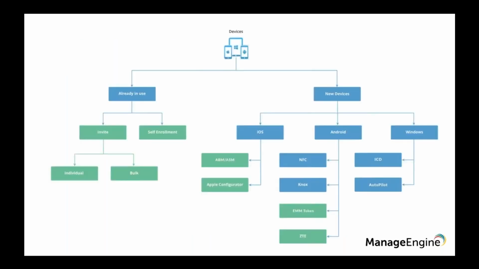So we have covered most of the enrollment process itself, like devices that are already in use for your invite or your self-enrollment option. New devices for your iOS, which are ABM and Apple Configurator. For Android, we discussed EMM Token and ZeroTouch. We also have other enrollment options under Android like NFC and Knox. Even ADB enrollment is available for custom Android or rugged devices. And for Windows, again, we have Windows ICD enrollment or the Autopilot enrollment that can be used. Autopilot is something that is similar to your ZeroTouch and your Apple Business Manager services. So there are a lot of enrollment options that you can use to enroll devices into the solution.